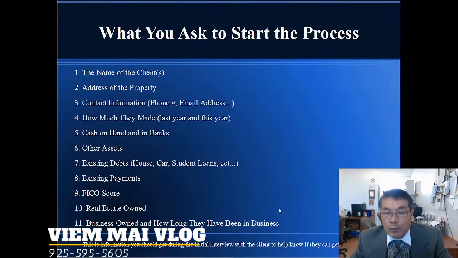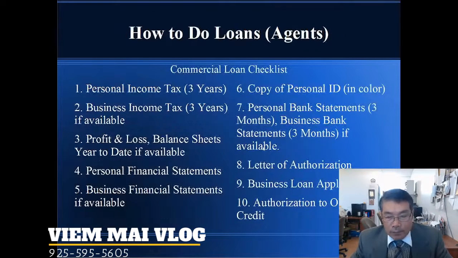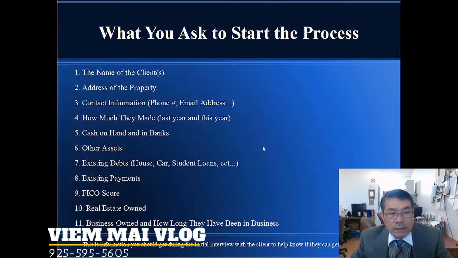What you ask to start the process, the loan. First, we need the list, the name of the clients, the address of the property, contact information, phone number, and email of the borrower. And you can ask them how much they make in the last 2 years. Then we know how much they make before we do the loan. The profits, the business, they must have a profit, or they own the property, they have a cash flow.